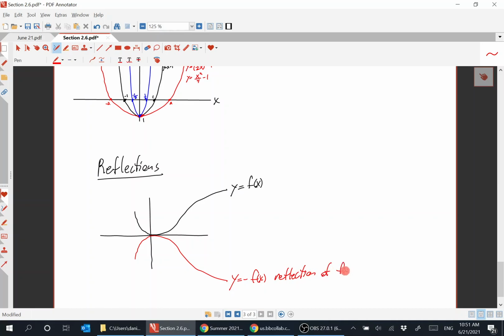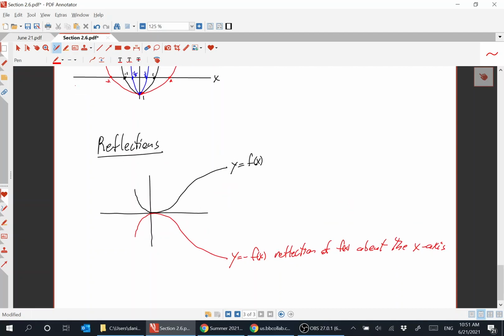of f of x about the x-axis. So it leaves the x-coordinates the same, and it just takes the y-coordinates and negates them. So the geometric effect of that is to reflect it around the x-axis. Again, that's the x-axis, that's the y-axis.